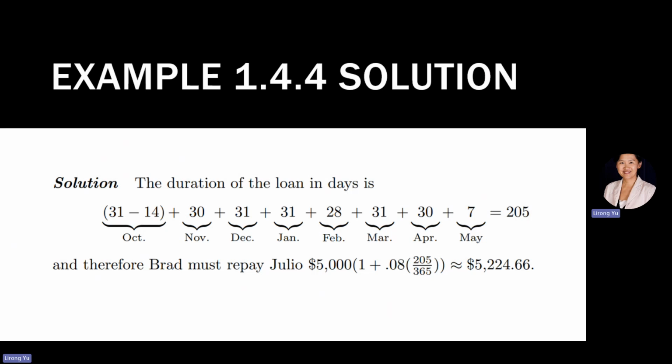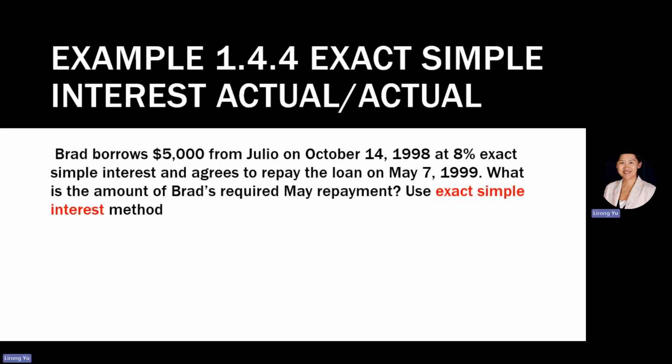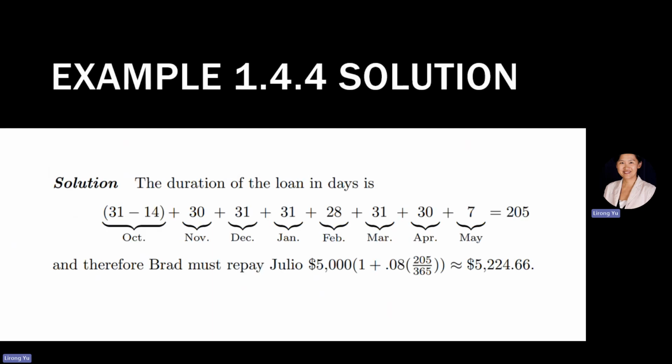You can see it's kind of lengthy if you truly want to find out how much time. The original date is October 14th, so in October, 14 days have passed. How many days is October? 1, 2, 3, 4, 5, 6, 7, 8, 9, 10. October has 31 days. So you have 31 minus 14. And in November there are 30 days, December 31 days, January 31, February 28, and so on.